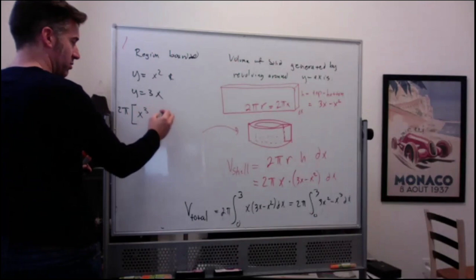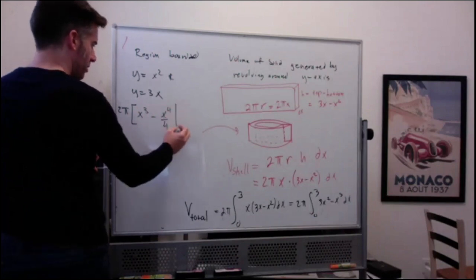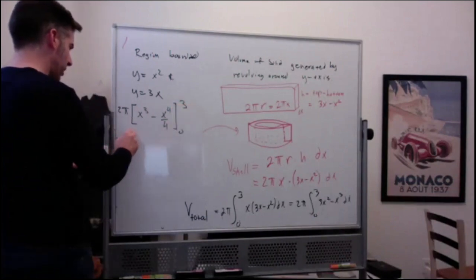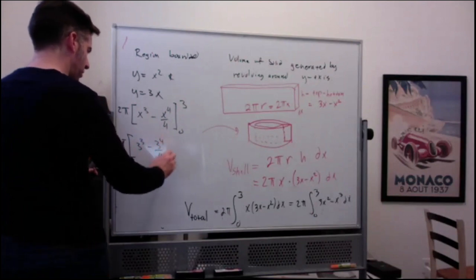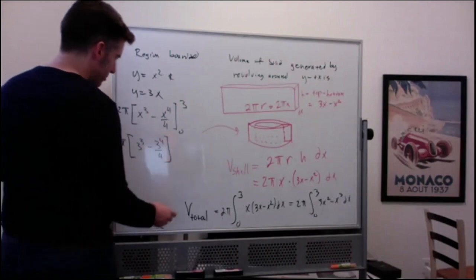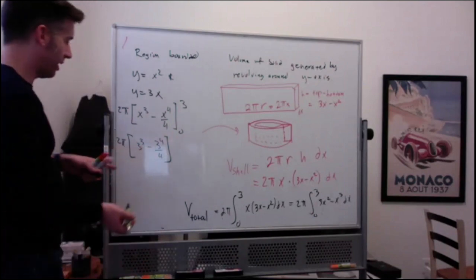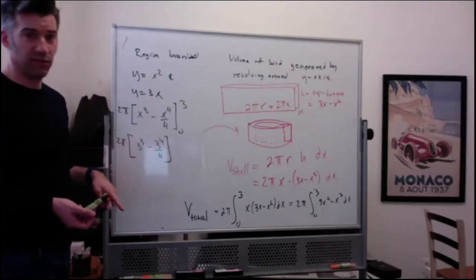The integral of x cubed is x to the 4th over 4, from 0 to 3. Plug that in, get 2 pi times 3 to the 3rd minus 3 to the 4th over 4, and then minus 0 minus 0. And again, I'm trying to make life easy. I really don't want to calculate 27 minus 81/4.